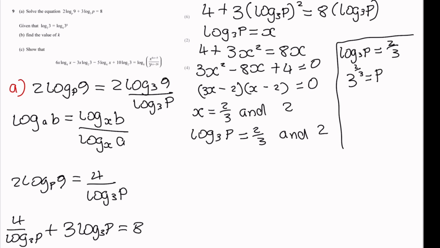And we know 3 to the power of 2/3 is 3 squared, which is 9, and then cube rooted. So it's the cube root of 9. And then if we want to solve the second one, because we've got two answers here, we've got log to the base 3 of p is equal to 2. So that's saying 3 to the power of 2 is equal to p, and therefore that must be 9. So our answers for p are cube root of 9 and 9.